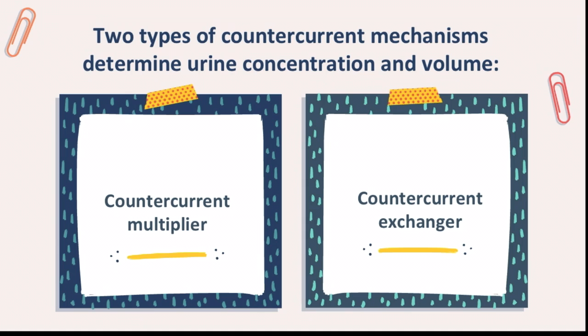So we have two types of countercurrent mechanisms to determine urine concentration and its volume. We have the countercurrent multiplier and the countercurrent exchanger.